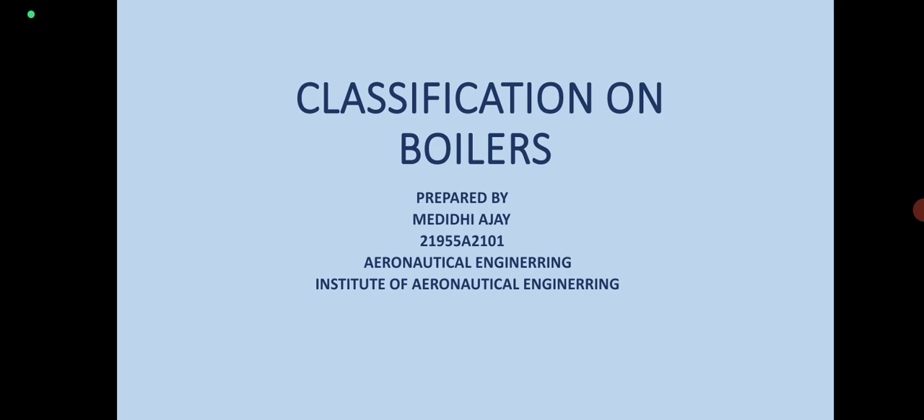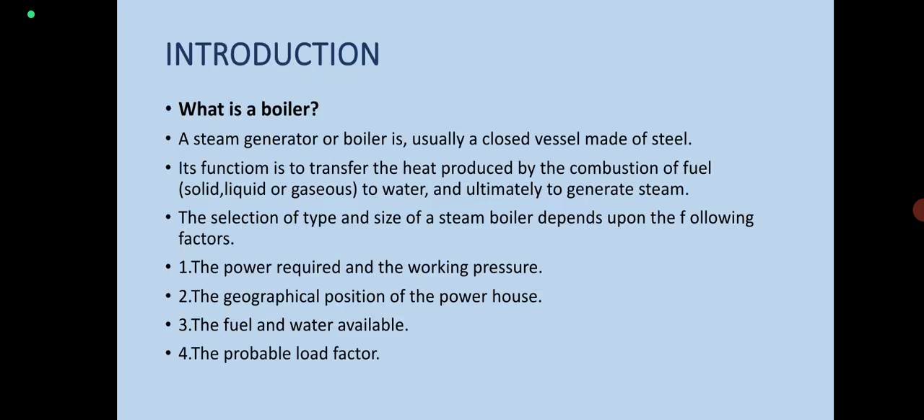In this video, I am going to discuss my tech talk topic, classification of boilers. Let's get started. Introduction: what is a boiler? A steam generator or boiler is usually a closed vessel made of steel. Its function is to transfer the heat produced by the combustion of fuel, like solid, liquid, or gas, to water, ultimately to generate steam. The selection of type and size of a steam boiler depends upon the following factors.